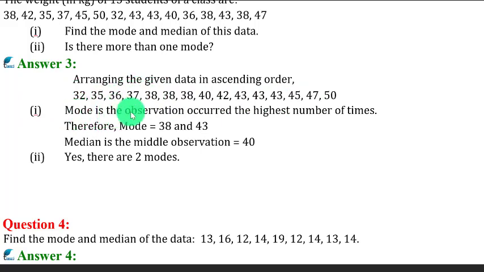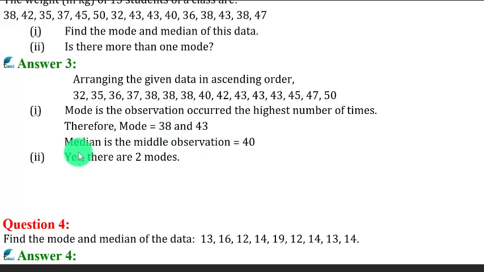So mode is the observation that occurred the highest number of times. Therefore, here the highest number of times, 38 is given 3 times and 43 is also given 3 times. So here we can write mode is equal to 38 and 43, both occur 3 times. So both you have to consider as the mode.